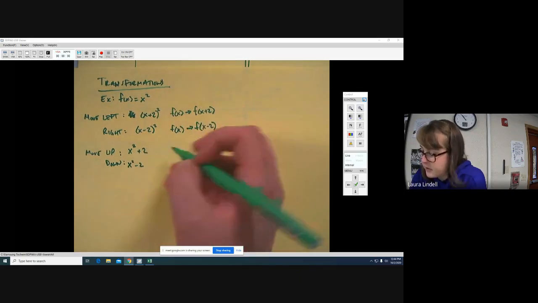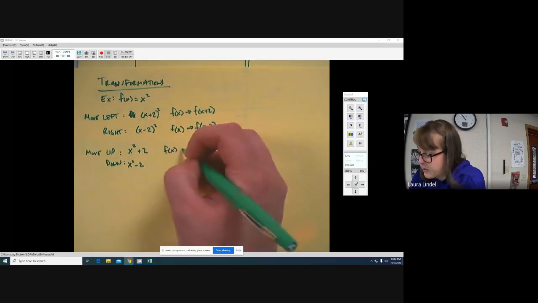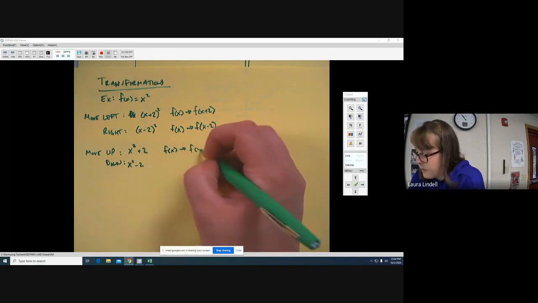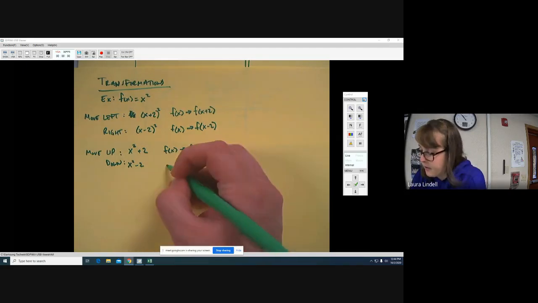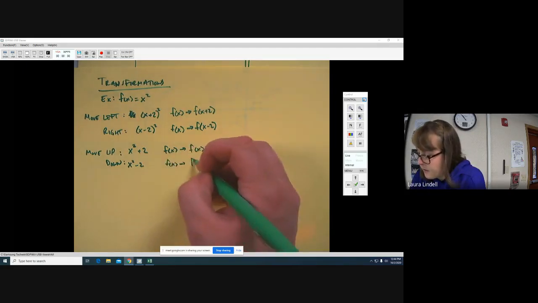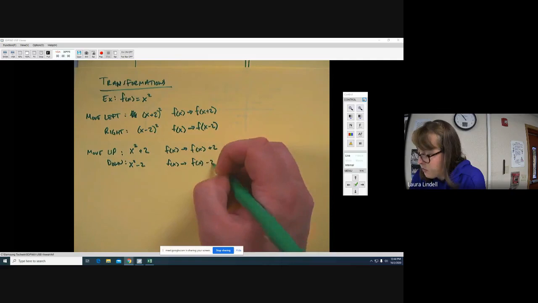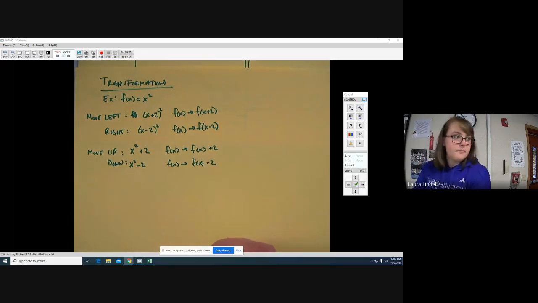Or if I was using just function notation, f of x, if I was going to move it up, I'd stick a plus 2 on the outside. Or a minus 2 on the outside to move it down.